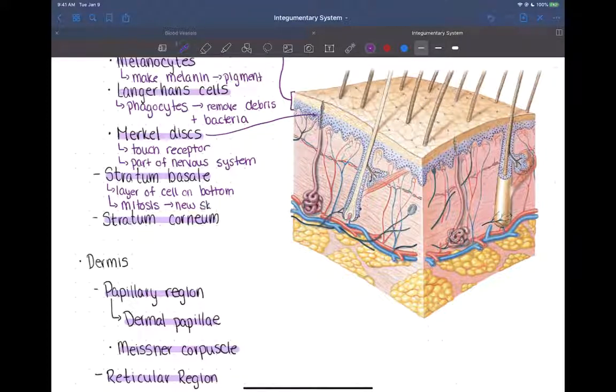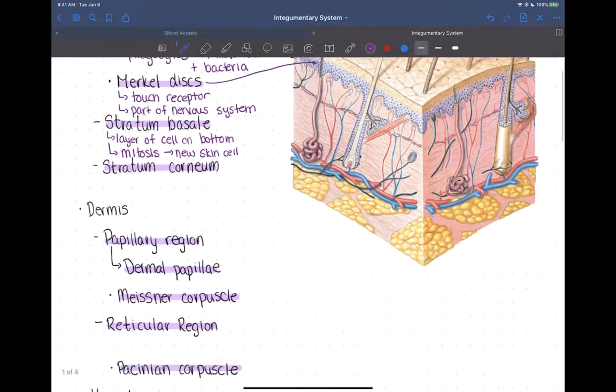So we make the new skin cells at the bottom, and then as they mature and grow and fill with keratin, they move towards the surface. So the stratum basale is where that mitosis occurs. And then the second layer you should know is the stratum corneum. This is the very, very top layer, so the stratum corneum is going to be at the top.